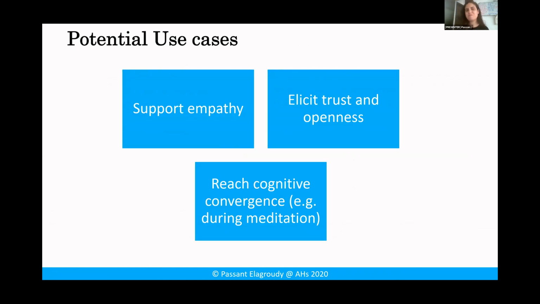And we think such systems could be used to support empathy between people, because then you can understand a lot about your state, and to elicit trust and openness, because once you actually agree to share with someone, it makes them feel that they are special. And more interestingly for us, what we'd like to test in the future is to reach cognitive convergence. So let's say you go to a meditation guru and you're always having a very busy mind. And now, because you can see that they're super calm because of the music, can you actually get calmer, and could your guru figure out what's happening in your mind faster or not?